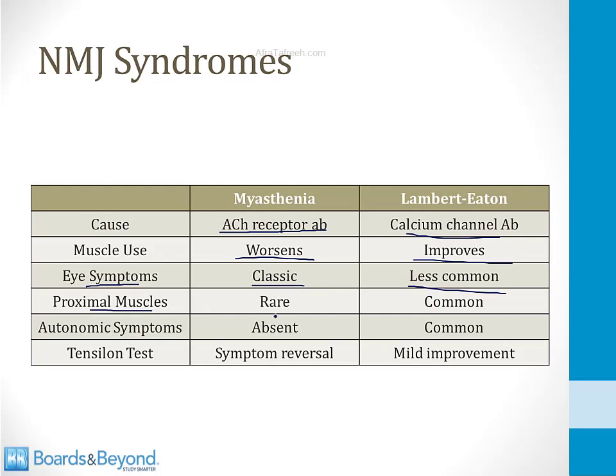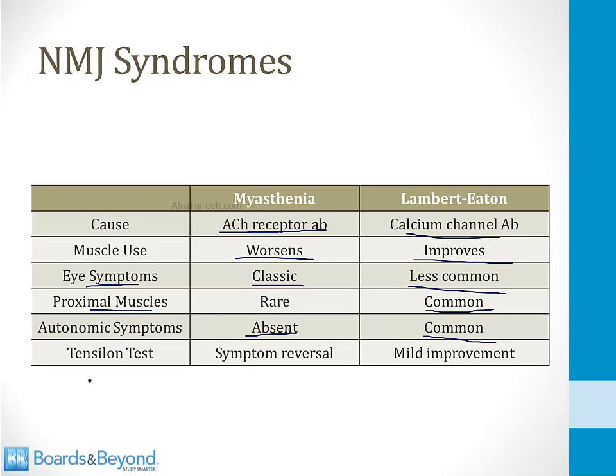Proximal muscle weakness is rare in myasthenia, but it's a common symptom in Lambert-Eaton. In terms of the autonomic nervous system, symptoms are absent in myasthenia gravis. The problem was with nicotinic receptors, so you shouldn't see any issues with the autonomic nervous system. In Lambert-Eaton, however, autonomic symptoms are common. That's because this affects calcium channels on presynaptic neurons. Those calcium channels are found not only in motor neurons, which innervate muscles, but also in neurons of the autonomic nervous system.